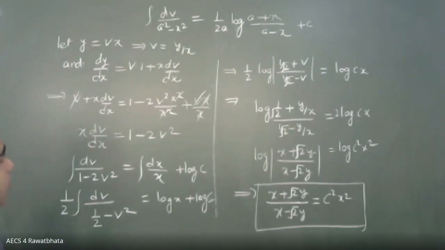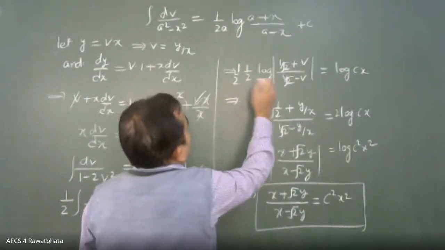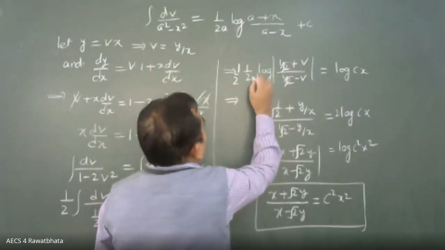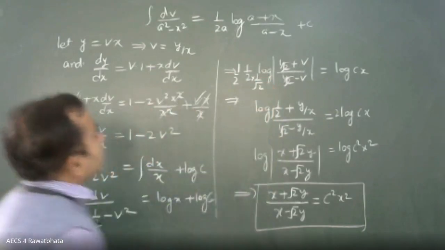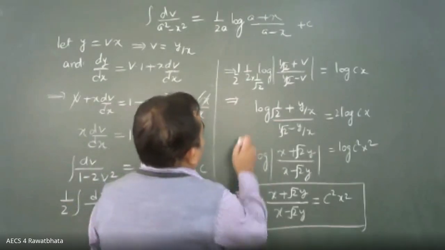Okay, that also I missed. 1/2a, and a is 1/√2. This also I missed. So 1/2√2 it will remain.